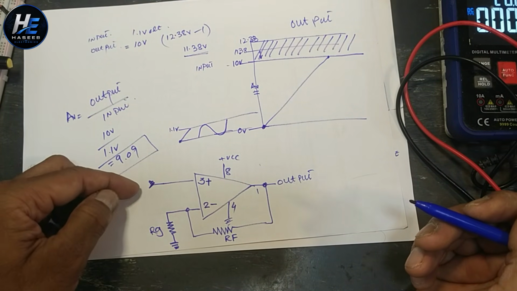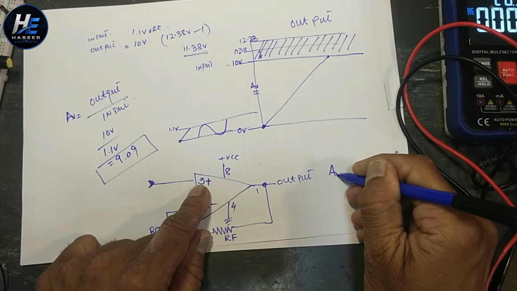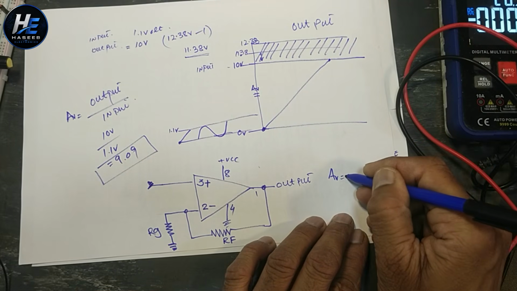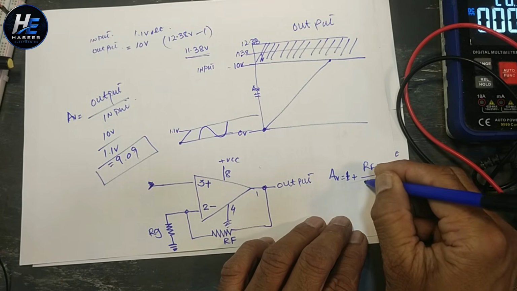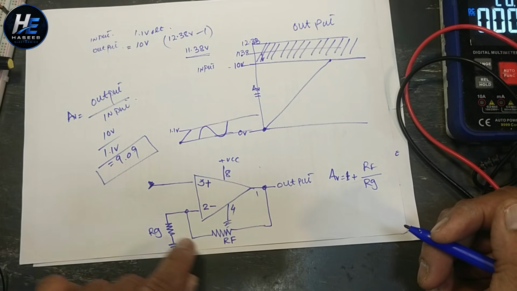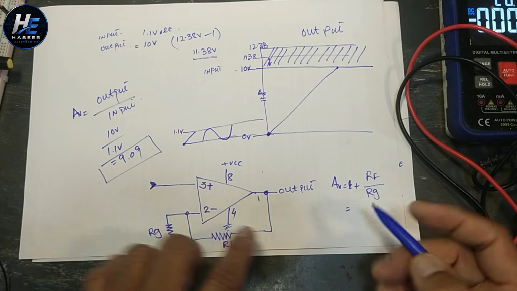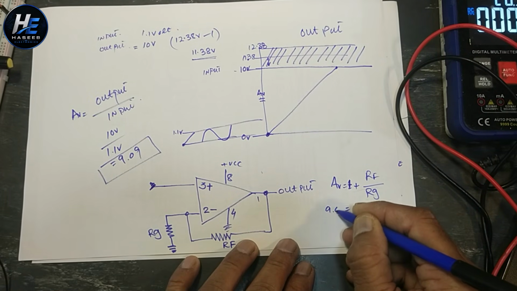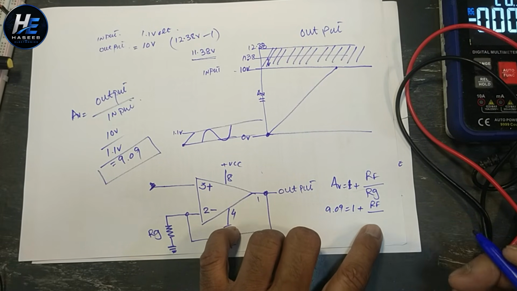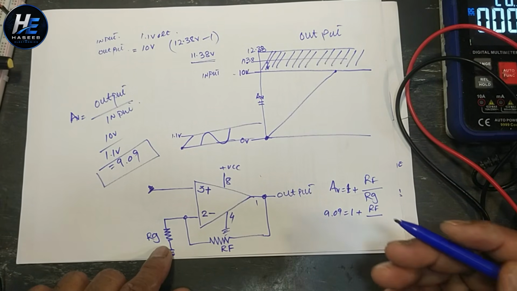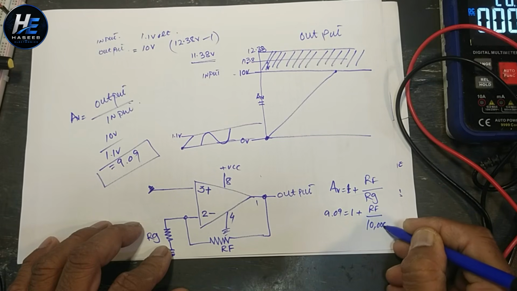If we are providing input signal at this pin, the output gain is 1 plus RF divided by RG. This is the feedback resistor and this is the input resistor. Now we have known gain 9.09. 1 plus RF, feedback resistor. A good method, we must use a high value resistor here, minimum 10 kilo ohm. I will use 10 kilo ohm.